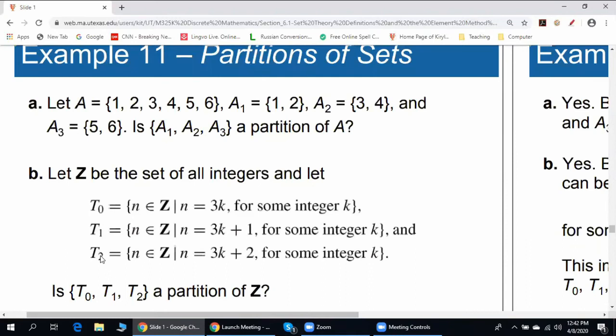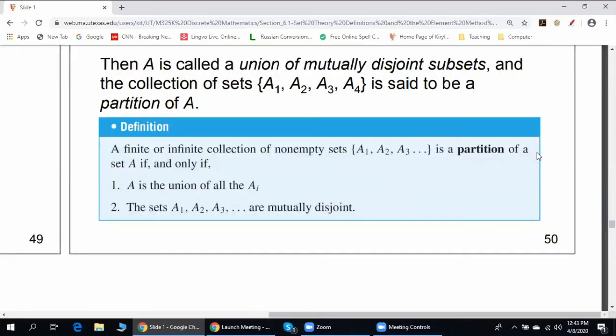Any questions here? So is a partition a type of set that includes sets? Like a set within a set? Because T0, T1, and T2 are all sets. Yes, a partition is a set where elements are sets.